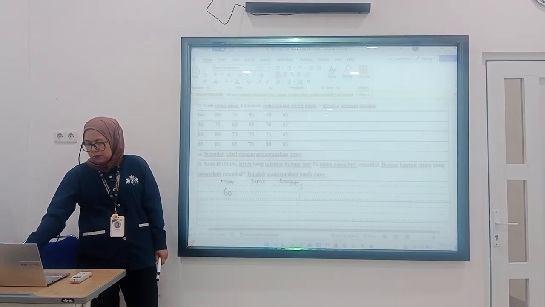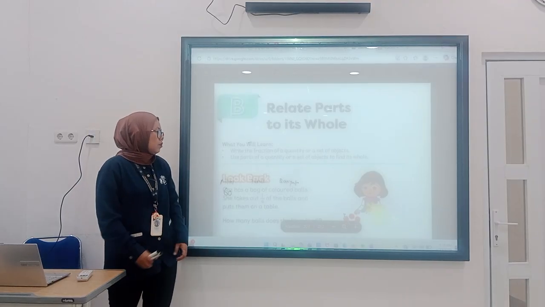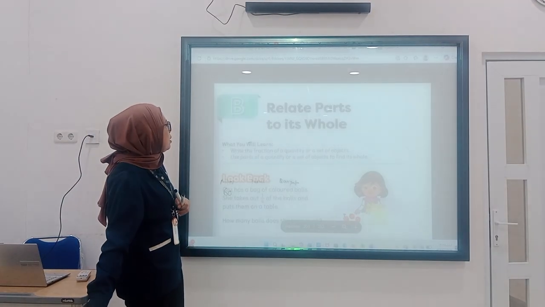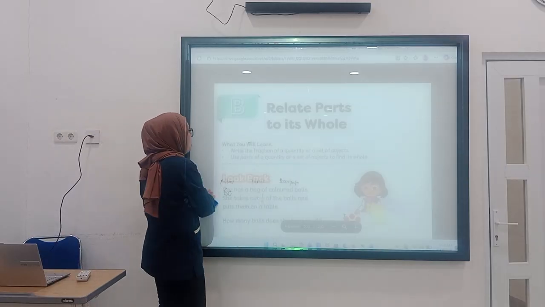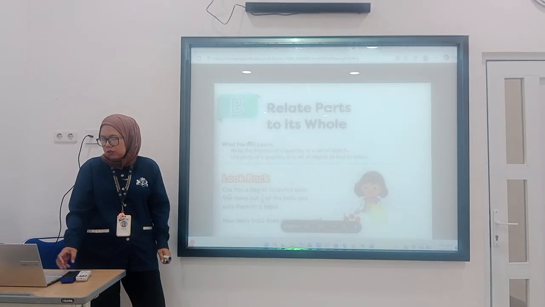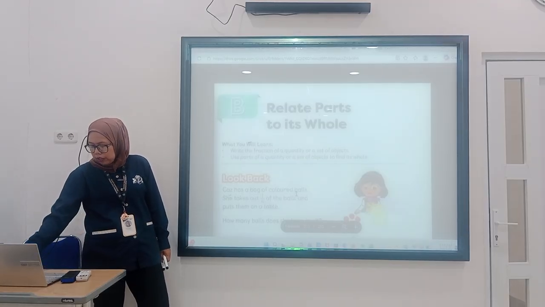Now we can turn to the book, Miss Math. Okay Miss, now you can explain to me. Okay, this we continue about maths. This is about related part of its whole. We still talk about fractions. Well, students have learned about what is numerator and denominators, and after that, we go to related part of a whole.